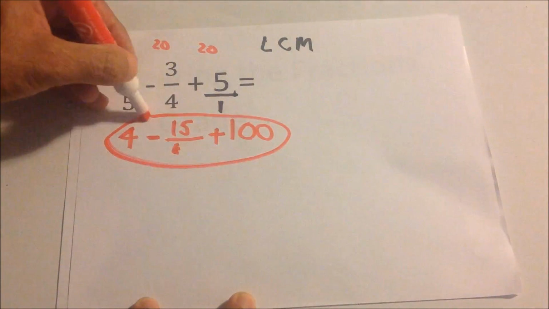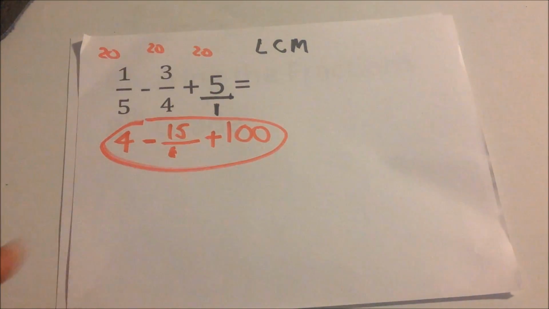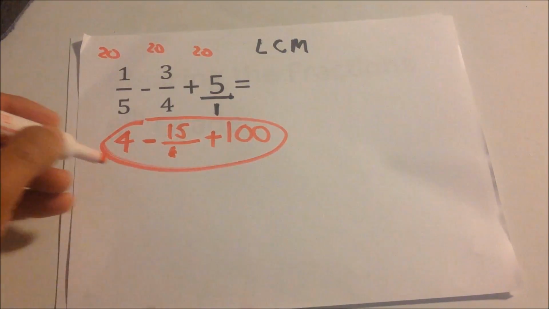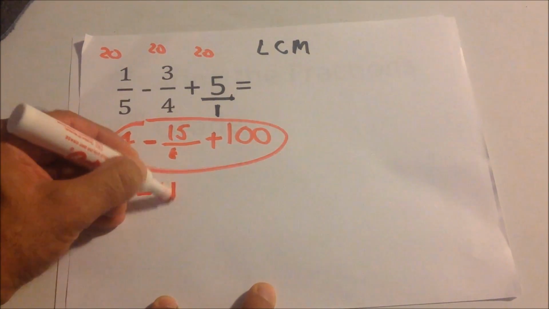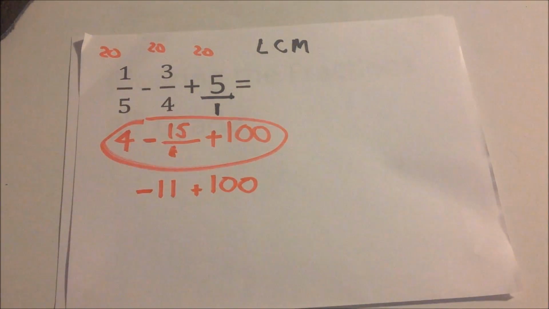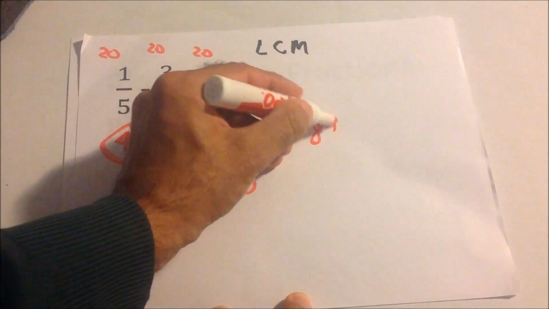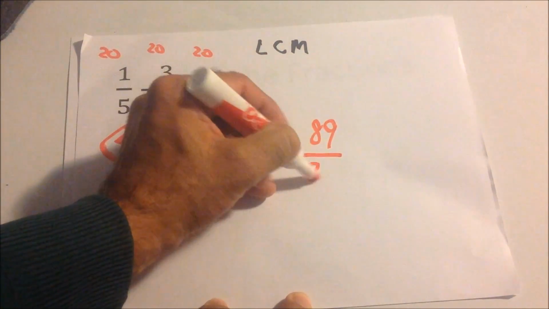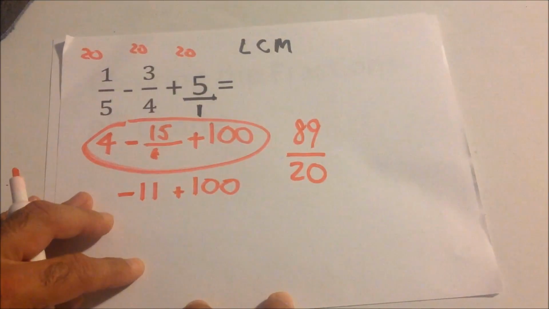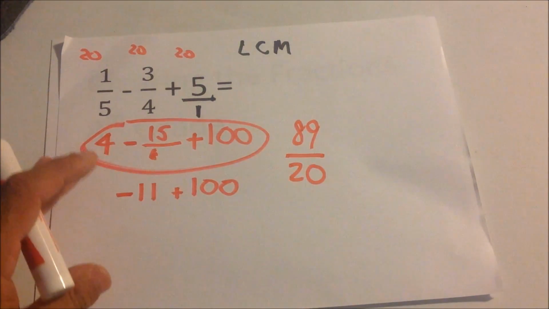This is how we cleared the fractions. And so now we can say 4 minus 15 plus 100. So 4 minus 15 is a minus 11 plus 100. And that answer would be 89. So our answer will be 89, and then just bring back the LCM, 20th. So that's our answer. That's an improper fraction. That's a perfectly good answer.